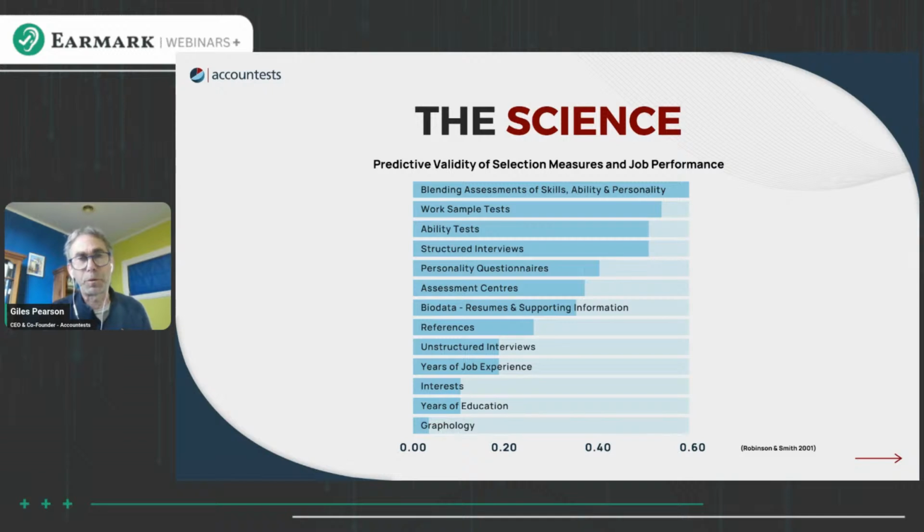You know, arguably you might as well just do nothing. As you work through structured interviews, ability tests, work sample tests, so that's your skills tests, personality profiles, and then blending all of that together, you get to a reasonable correlation. Look, and people are people. This is not an exact science. What we're trying to do is improve the likelihood of success. So when you're looking at all of this, the science is there if you're applying it properly.